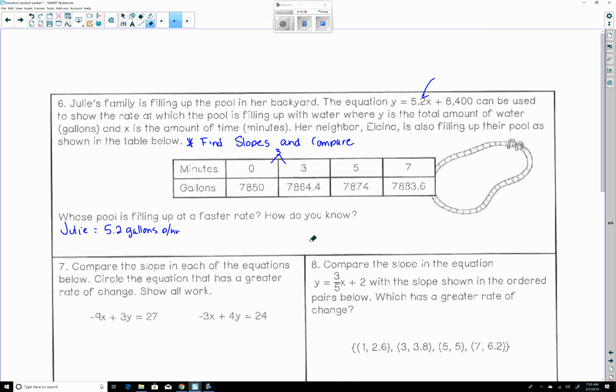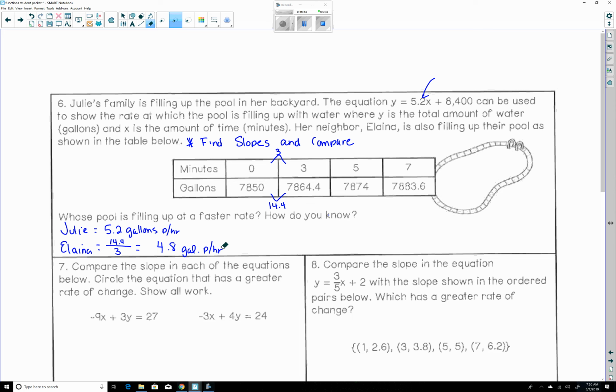Let's see, 7,864.4 minus 7,850 is actually 14.4. And then when I find the slope here for Elena, my change in y is 14.4. My change in x is 3. When I do that division, 14.4 divided by 3, this is where I get my 4.8 gallons per hour.